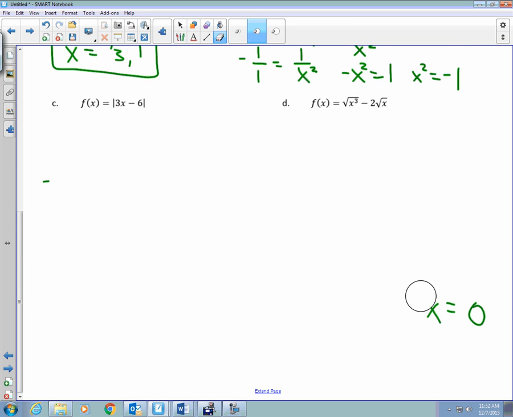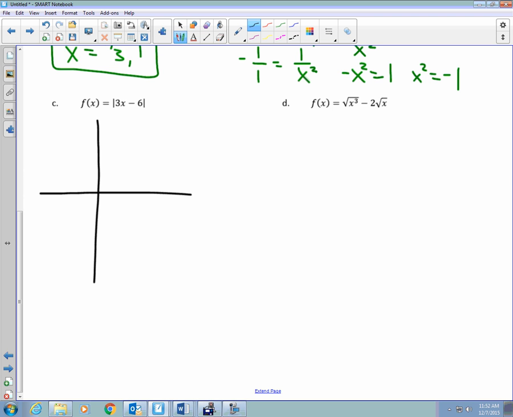F of x is equal to the absolute value of 3x minus 6. What does that graph look like? Over the right, how many? 2. What would you plug in to get 0? 2. Okay, and so this looks like 3x minus 6 for some values and negative 3x plus 6 for other values. So this is what the graph looks like. It's an absolute value function shifted to the right 2 units. So instead of solving this algebraically, I'm going to look at it graphically.